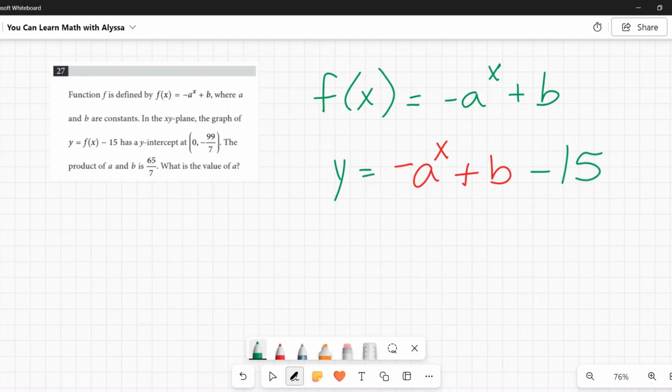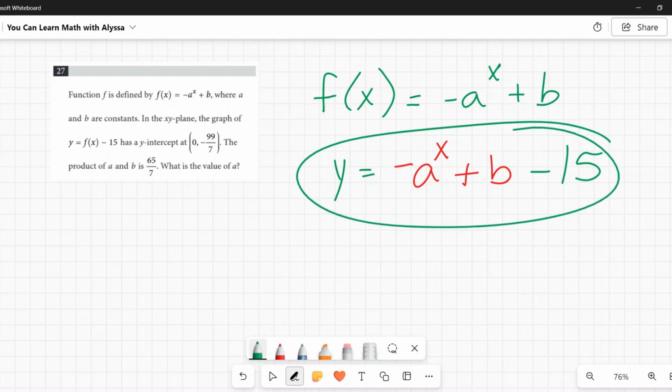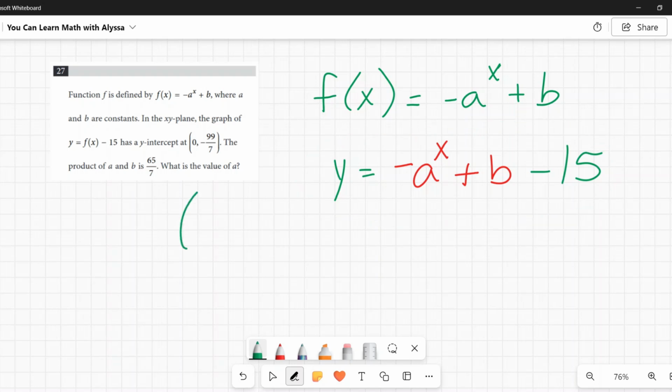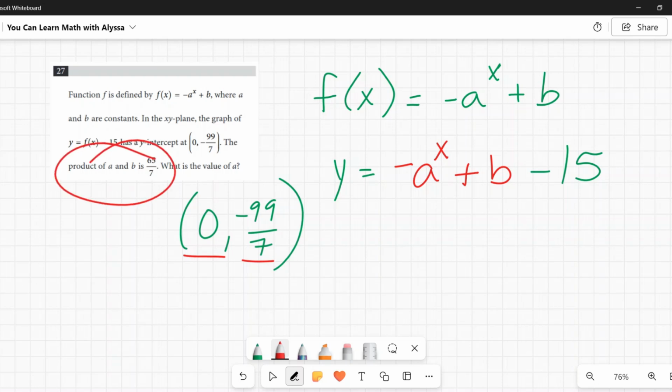Now we're told that this has a y-intercept of 0 and negative 99/7. I don't really care that that's the y-intercept. I care that it's an x and a y value that I can plug in here, and it will be true. And I'm also told, finally, that the product of a and b is 65/7. So that's something else I know: a times b is 65/7. I'll leave that over here on the side for now.